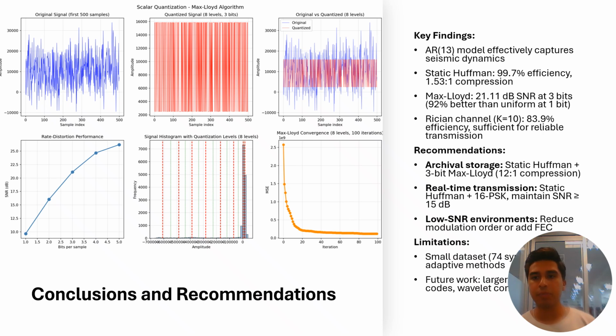Recommendation: for cheap storage, use static Huffman with 3-bit Max-Lloyd, which gives 12 to 1 compression. For real-time transmission, maintain SNR above 15 decibels. For low-SNR environments, reduce modulation complexity or add error correction. The main limitation is our small dataset of 74 windows. For future work, we should test larger datasets.